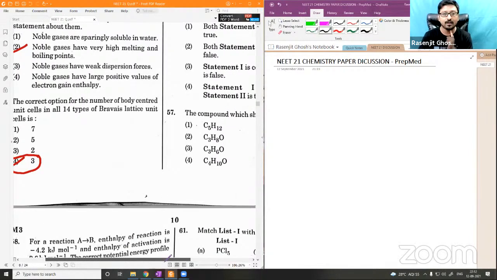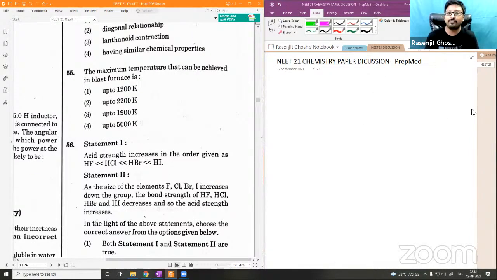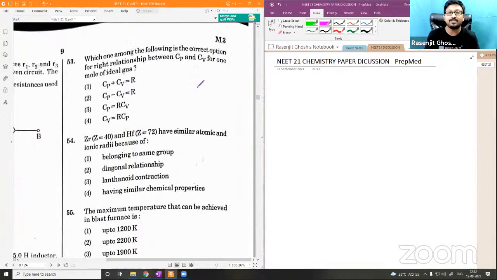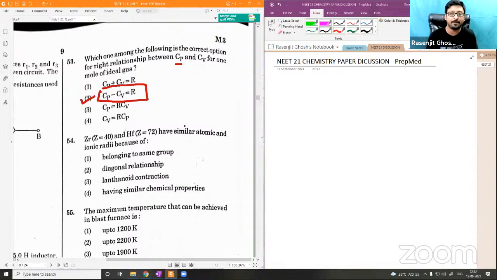Okay. Now coming to question number 53. This is very simple. Cp minus Cv is equal to R, because this is the molar heat capacity at constant pressure and constant volume. And we know for the ideal gas, Cp minus Cv is equal to R. It's a very simple relation directly from the thermodynamics chapter.